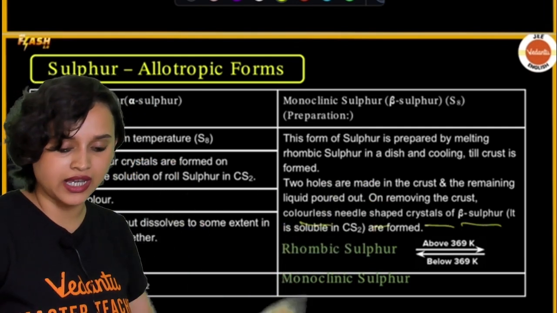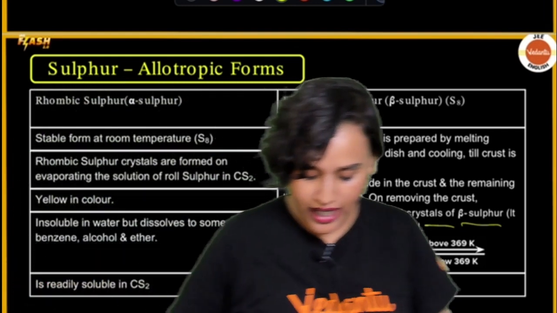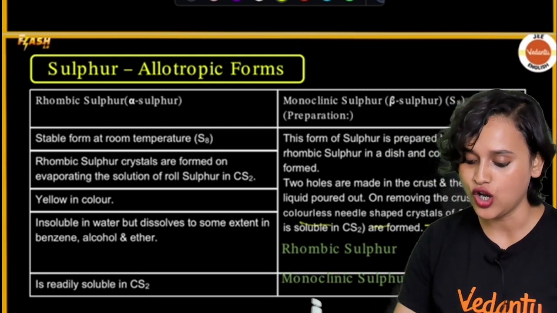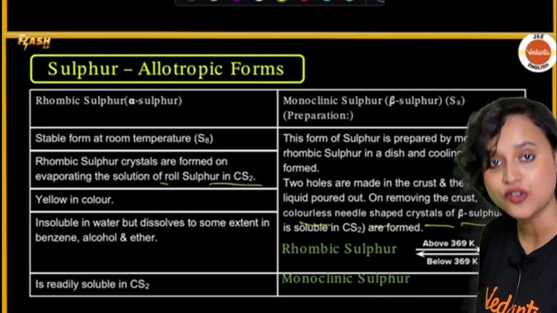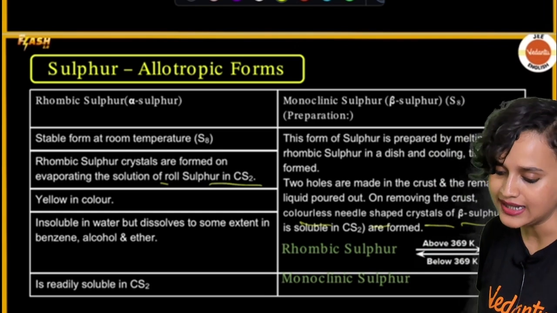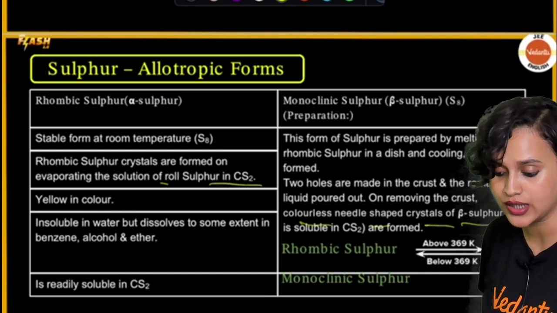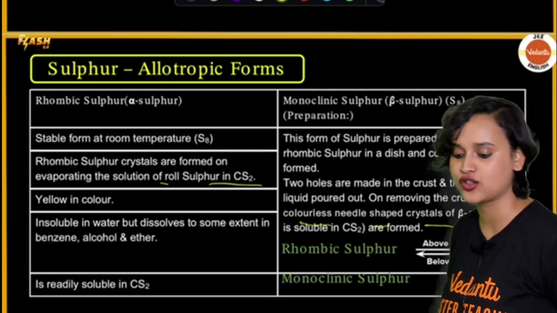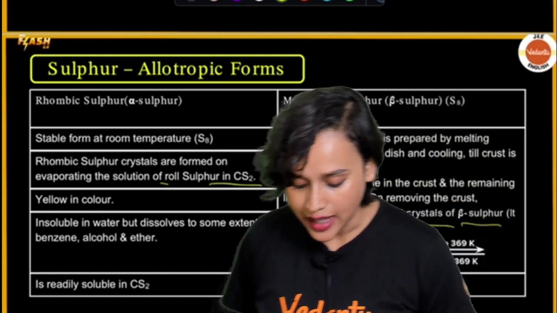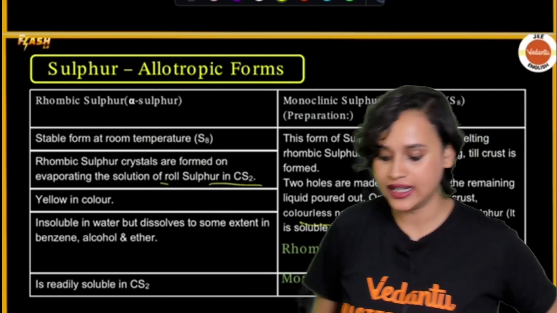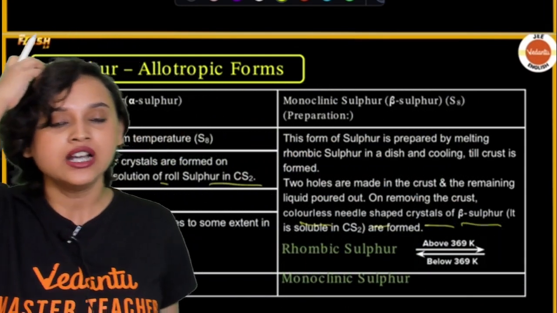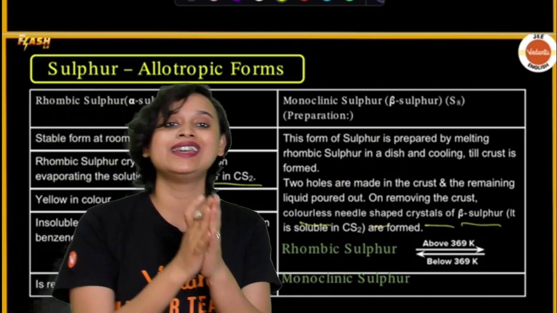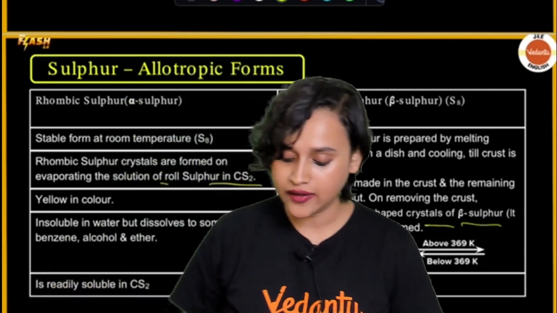So everybody, once again, the beta sulfur has needle shape, all right, and the rhombic sulfur crystals are formed by evaporating the solution of roll sulfur in CS2. This rhombic sulfur is yellow in color, yes, and it is insoluble in water, but it dissolves to some extent in benzene, alcohol, and ether. It is readily soluble in CS2. Okay, all right, and there is a temperature which is called 369 Kelvin. This 369 Kelvin is where the rhombic sulfur and the monoclinic sulfur, that is alpha and beta sulfur, both of them are found in equilibrium. All right, they're found in equilibrium.